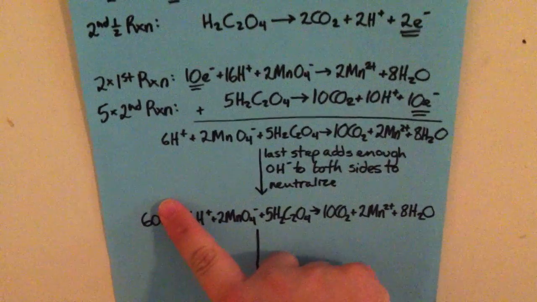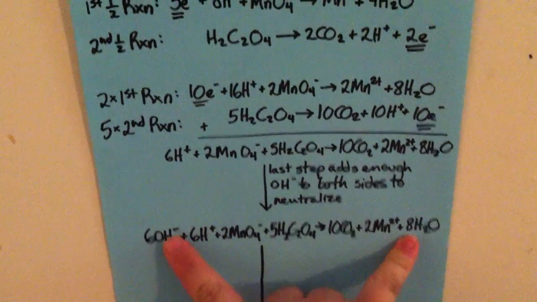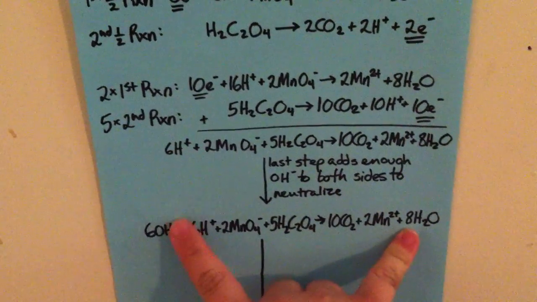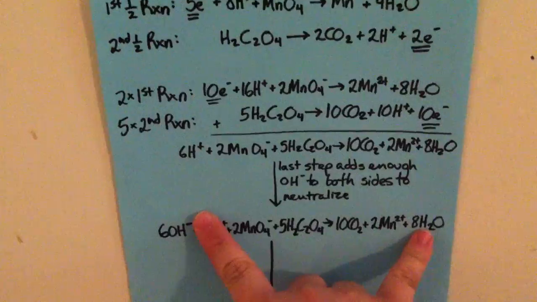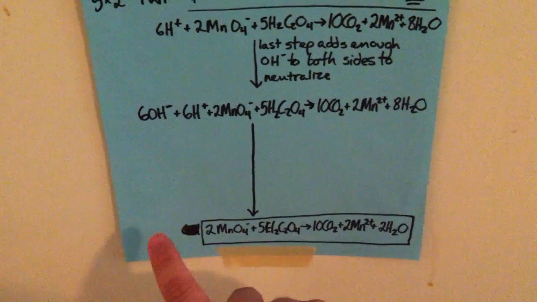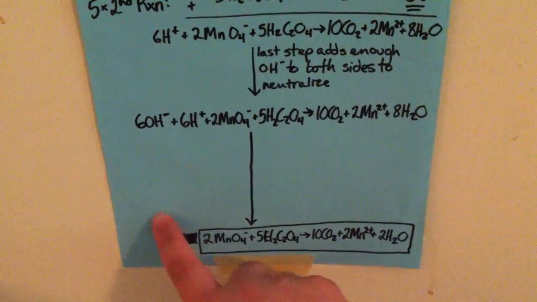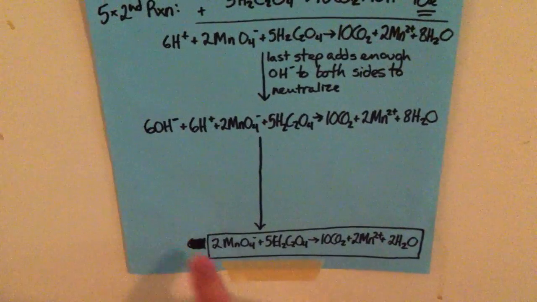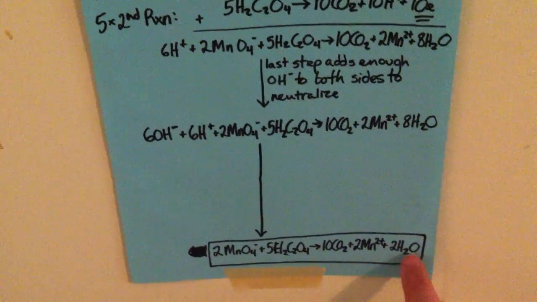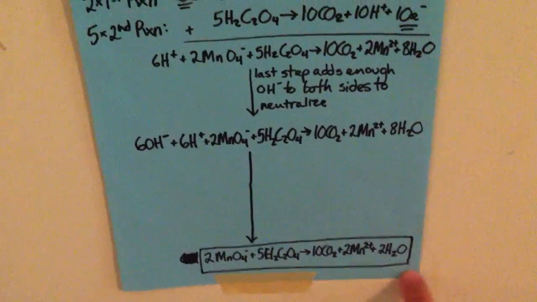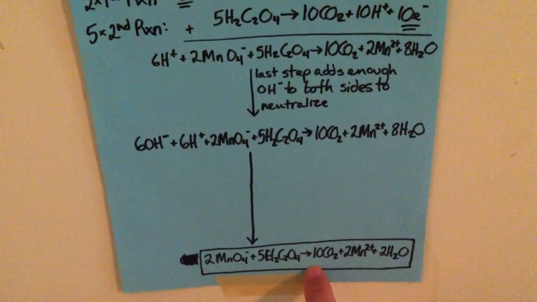I'll then have 6 waters on the left, but 8 on the right. So we'll need to cancel out all 6 waters on the left, leaving only 2 waters on the right. In our final reaction, we're left with a completely neutralized OH minus and H plus on the left, which canceled, leaving only 2 waters on the right-hand side, and a completely balanced first and second half reaction that have been merged.